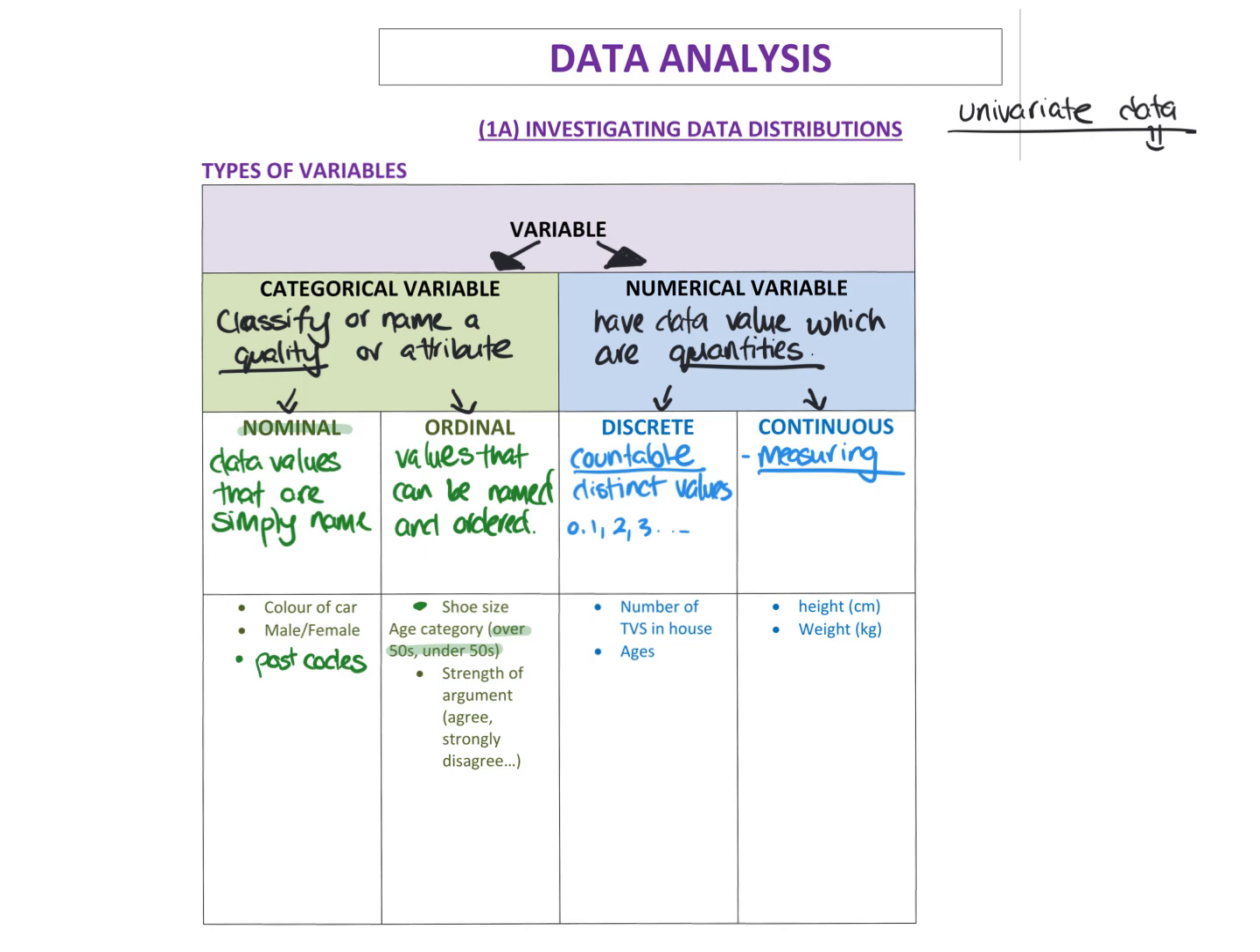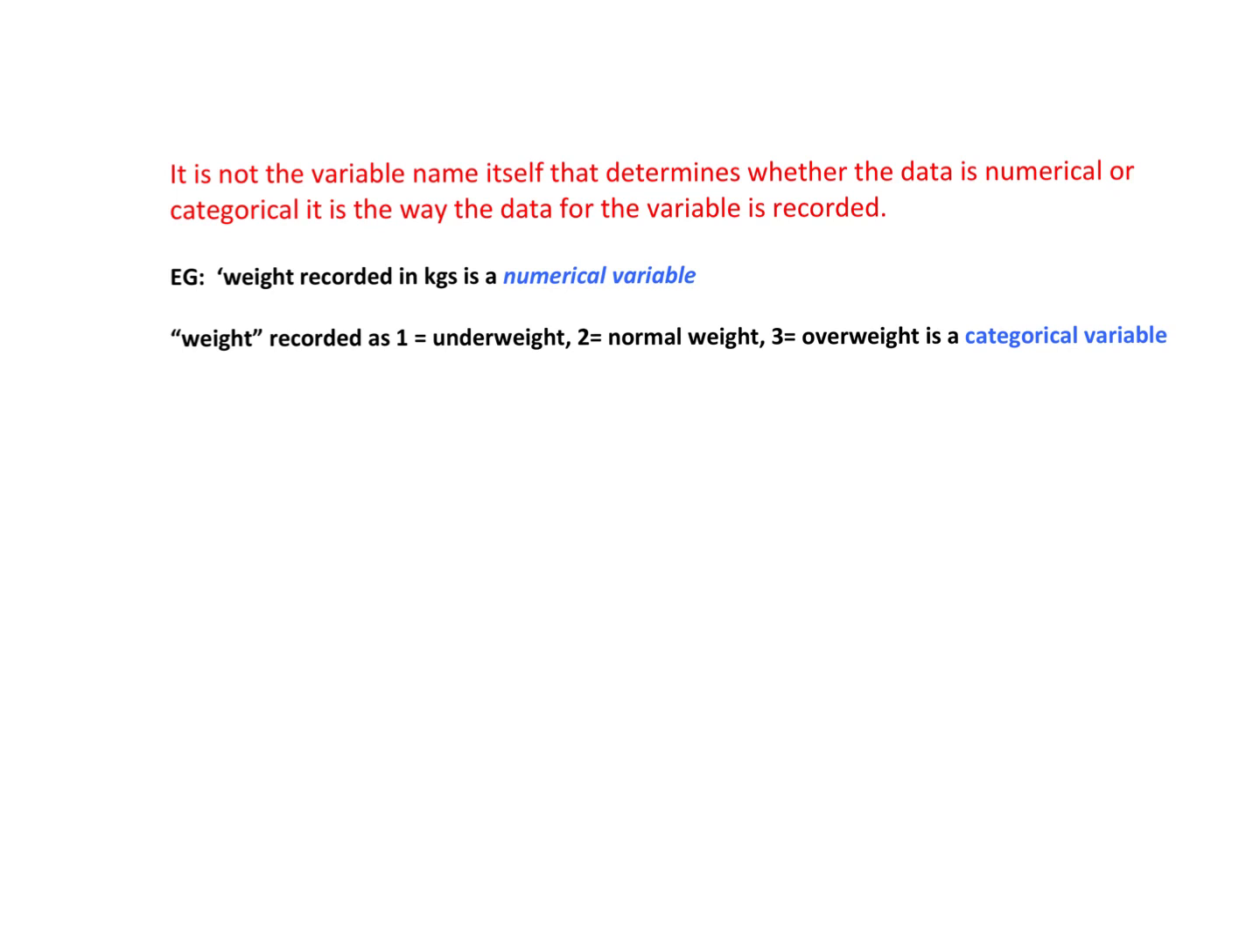So that's where we have really important. It's not the name itself that tells you what type of data it is. It's actually how it was collected. Yeah. So here, weights recorded in kilograms. Yeah, if you just wrote down everyone's weight, that is numerical variable, and that would be our numerical, and we could say continuous.